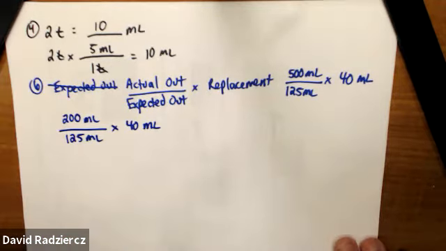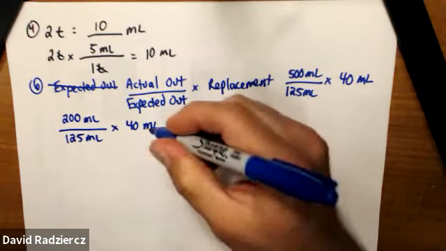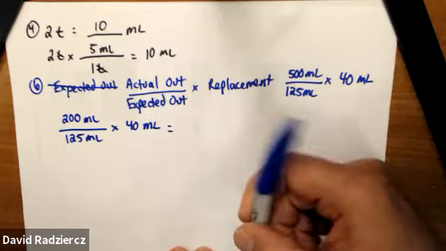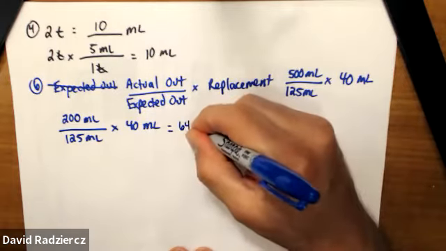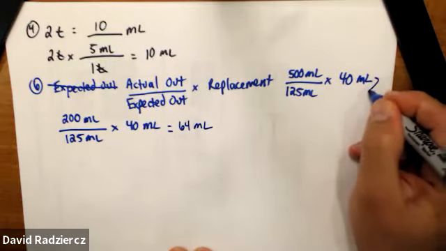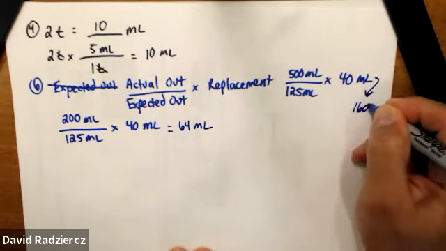Then you would just do the same thing, 200 times 40 divided by 125. I closed out of my calculator, so give me 1 second. So 200 times 40 divided by 125, and you would get a replacement volume of 64 milliliters. The other one was 160 milliliters.